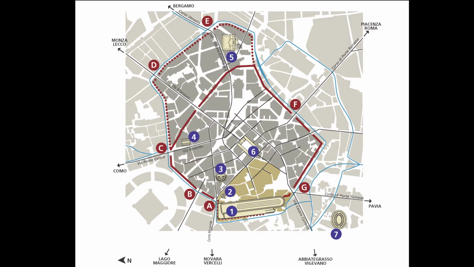Finally, following the pattern towards the bottom, we reach Ticinensis Gate, letter G, which opened onto the bifurcation of 2 roads, the first leading to Pavia, now Corso di Porta Ticinese, the second to Abbiategrasso and Vigevano, now Via Cesare Correnti. Maximian's walls continued around the long side of the circus, number 1.